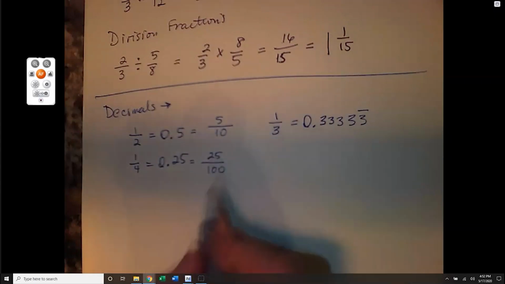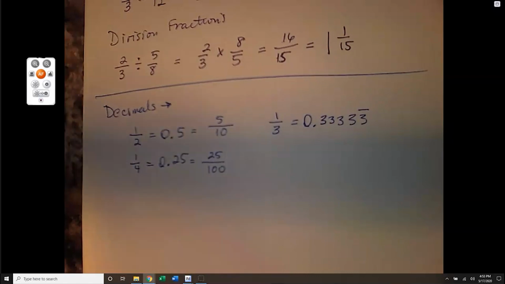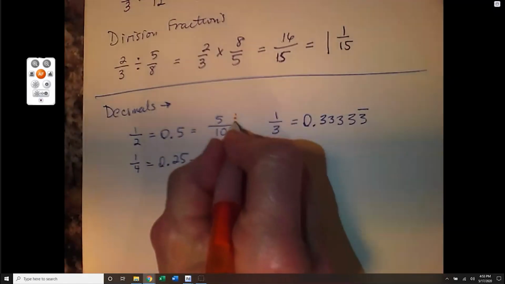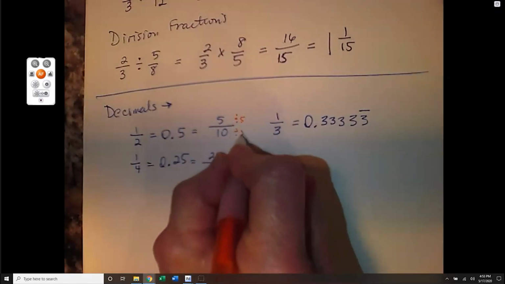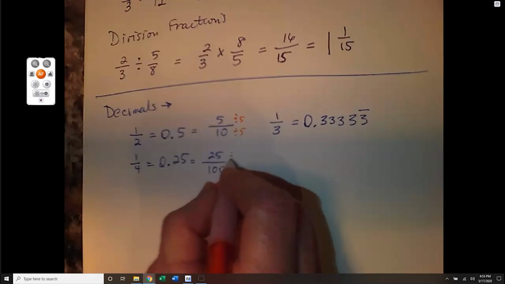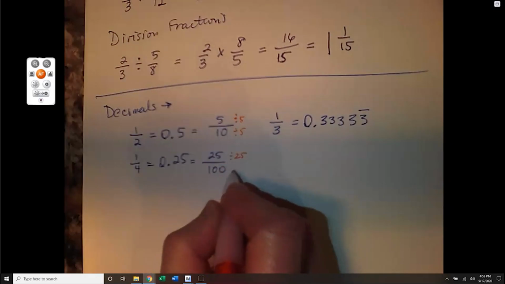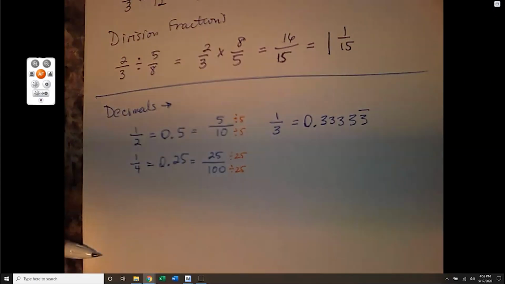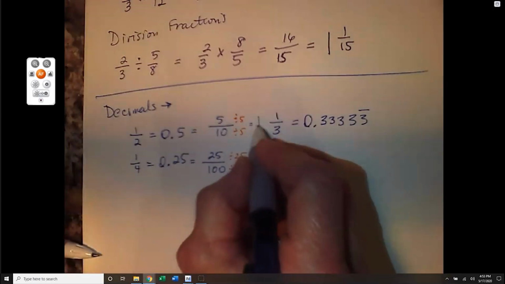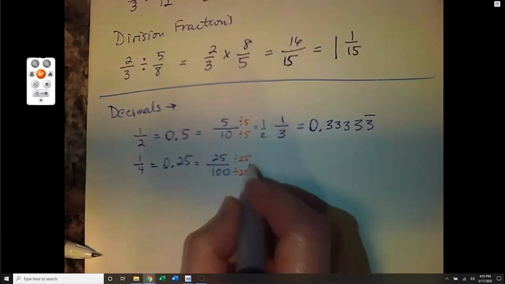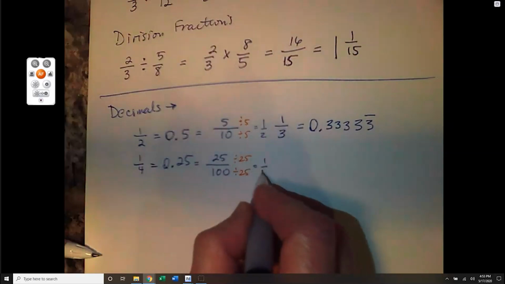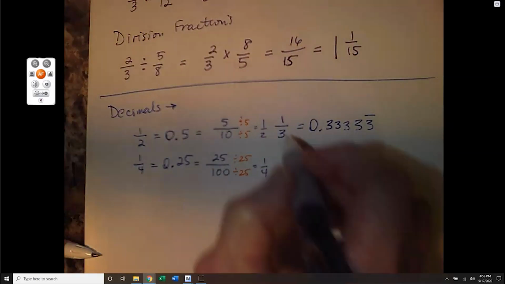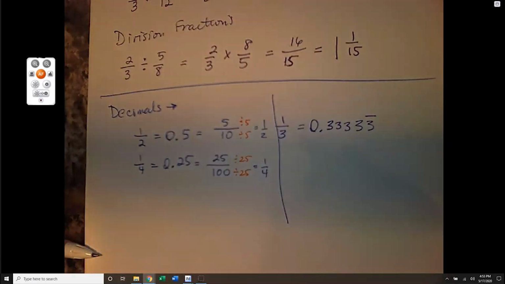And then we would simplify by dividing the top and the bottom. I'm going to divide by 5 here. I'm going to divide by 25 here. And that's going to get me back to 1/2 and 1/4. Okay, all fine and good, right? Let's go to the third.